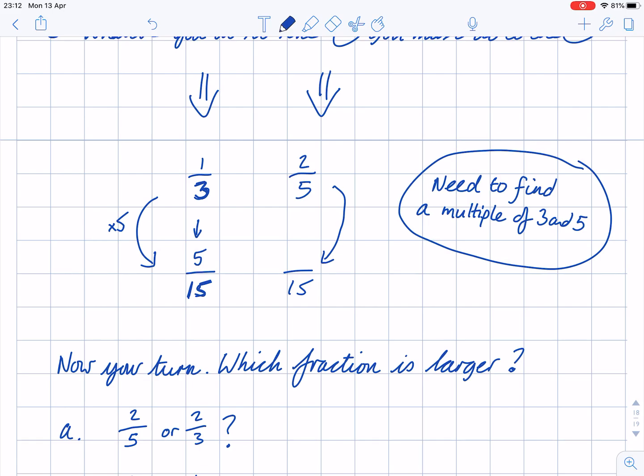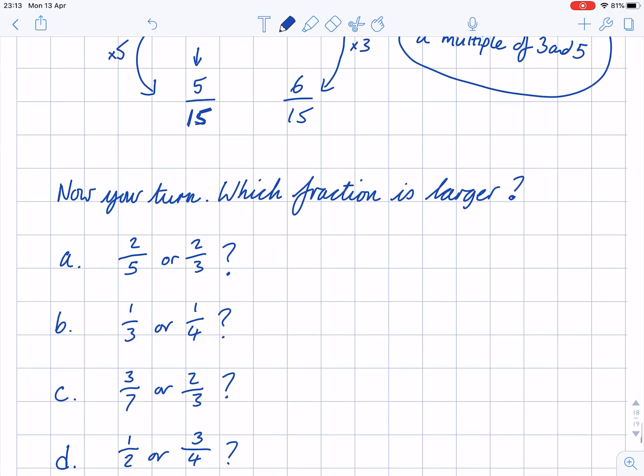Now if I take my other fraction, my 2/5, again I need to get my denominator to be 15 so I can compare them easily. How do I get my 5 to become 15? Multiply it by 3. Do the same thing to the top. So 2 multiplied by 3, the numerator becomes 6/15. Now I can easily compare my two fractions because they're both over 15. Which is larger? Well, 6/15 is larger than 5/15, which means that 2/5 is the largest fraction.